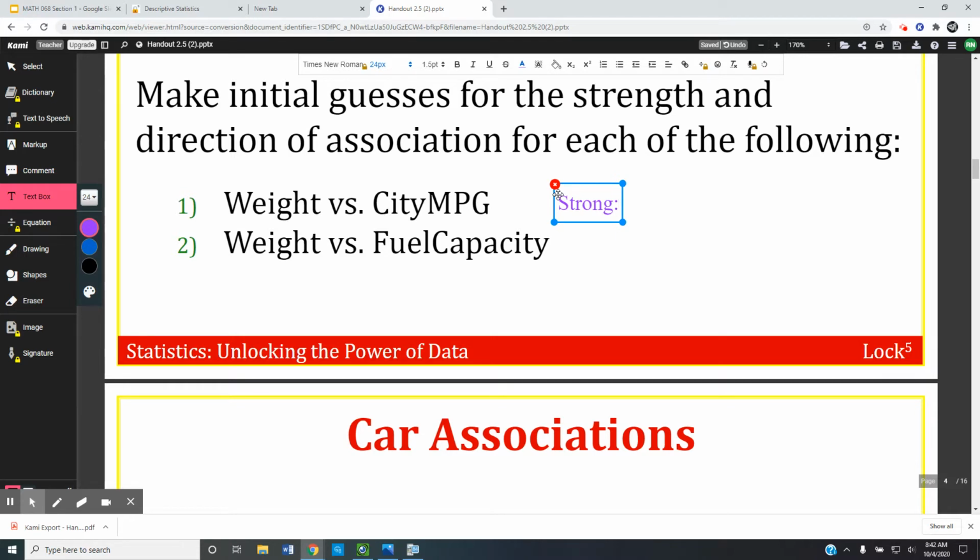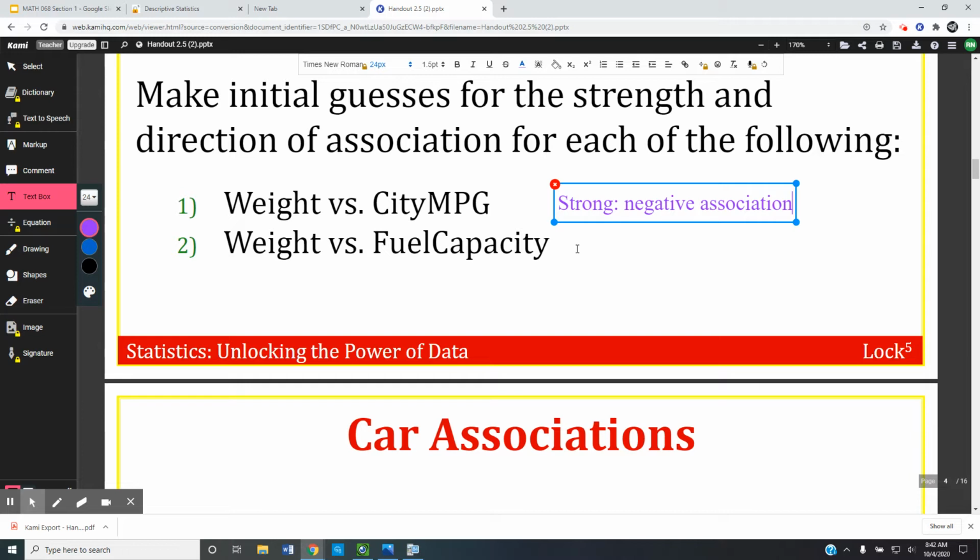At the same time, do I think this would be an increase or a decrease? Well, I think as the weight of the vehicle increases, the city miles per gallon will decrease. So I'm thinking we're going to call this a negative correlation or a negative association.